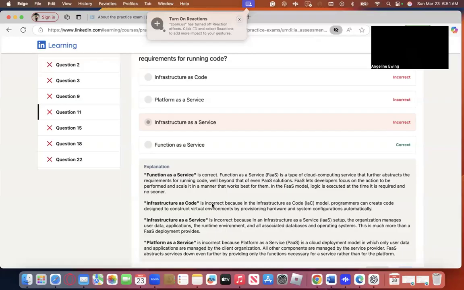Finally, platform as a service is a cloud deployment model in which only user data and applications are managed by the client's organization, and other components are managed by the service provider. Function as a service abstracts services down even further by providing only the functions necessary for a service rather than the platform.